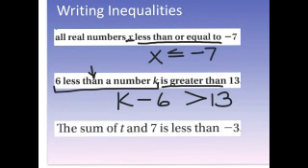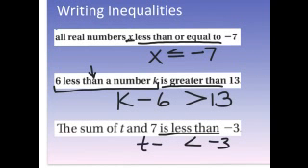The last one, the sum of t and 7 is less than -3. Well, less than, and here's my -3. And the sum of t and 7 is just t plus 7.